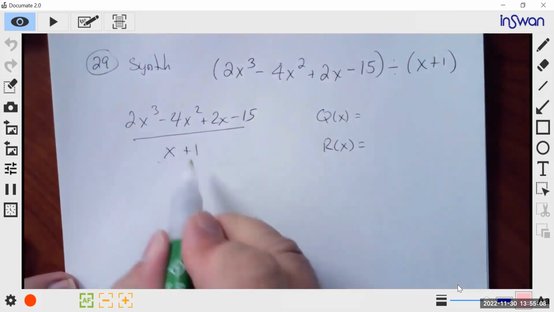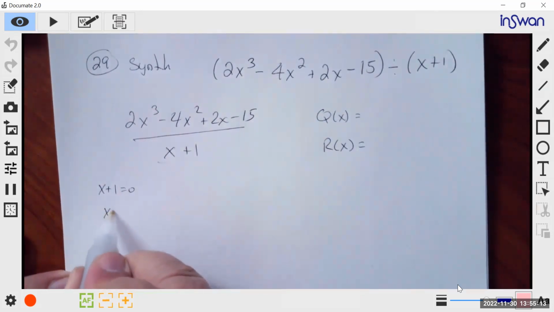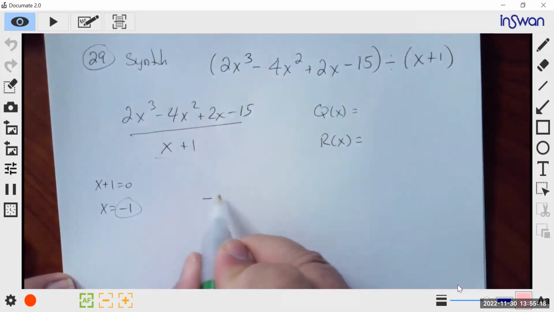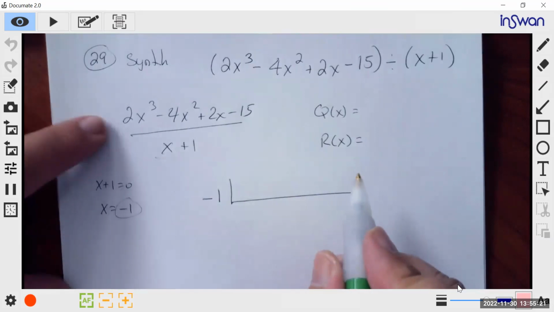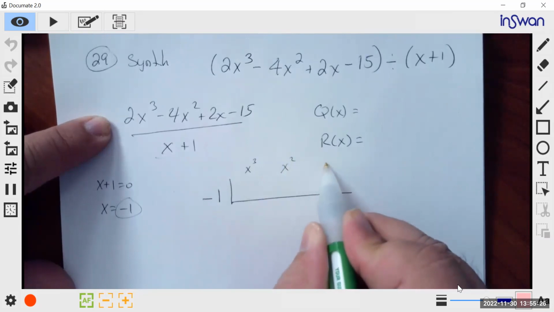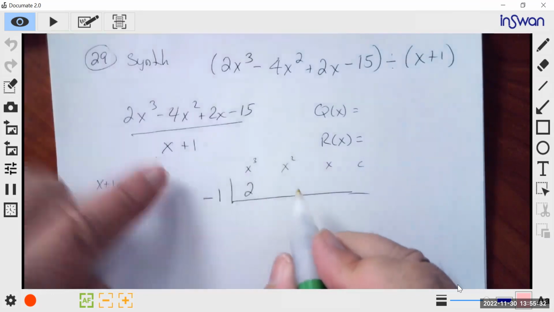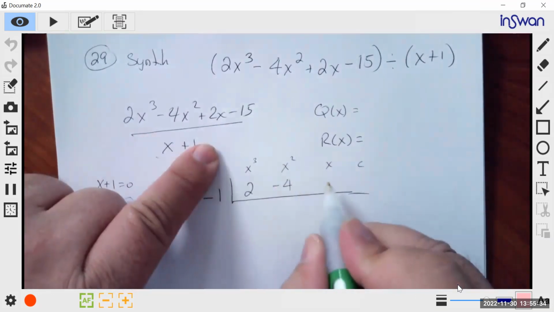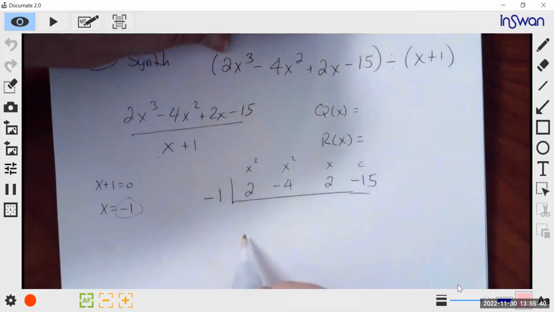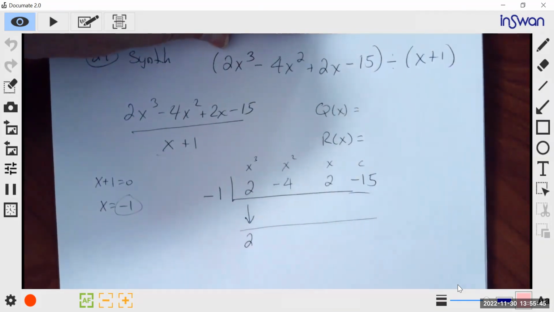So whatever you have in the bottom, set it equal to 0. And this is the number you're going to use. So when we set up, it's -1. Only the coefficients. So we have to have the coefficient of x cubed, x squared, x, and the constant. 2, -4, 2, -15. Bring the first term down.